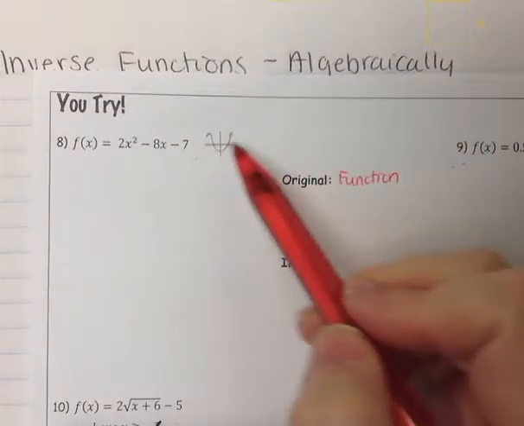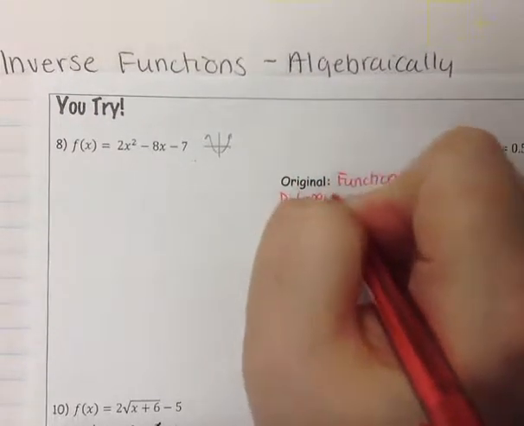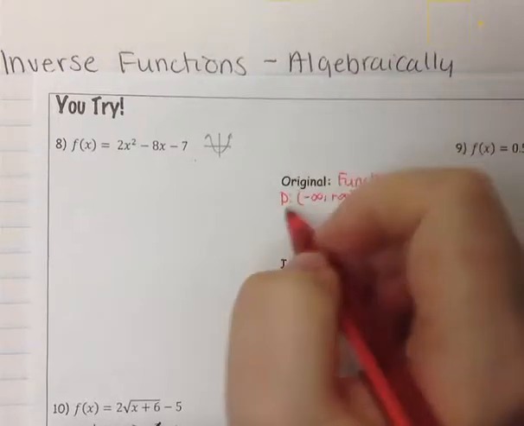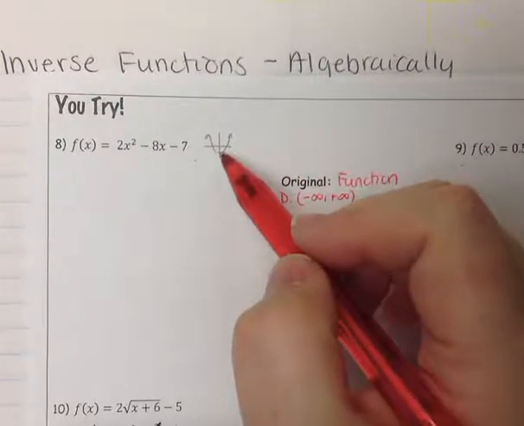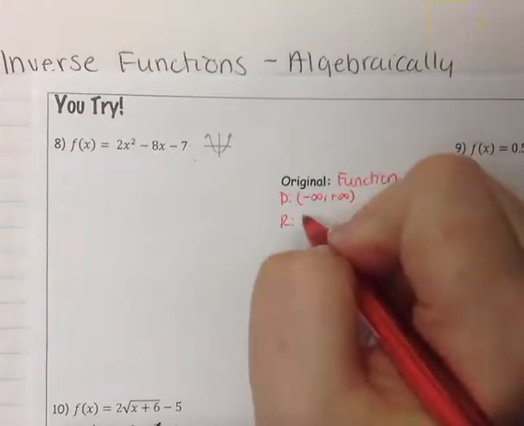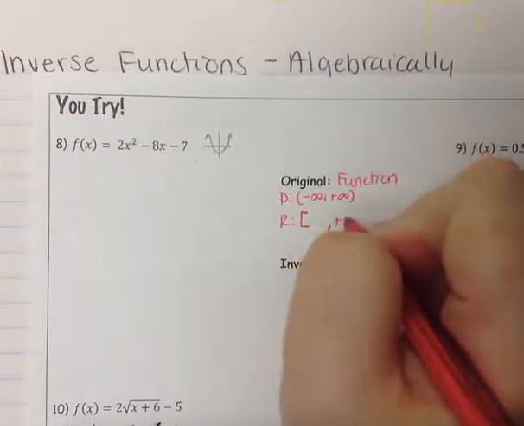The original domain will be negative infinity to positive infinity because it will go left and right. The range, because we don't know the vertex, we do not know where it's going to start from, but we do know it will go to positive infinity. So we know it's going to start at some value, but then it will go off to positive infinity.